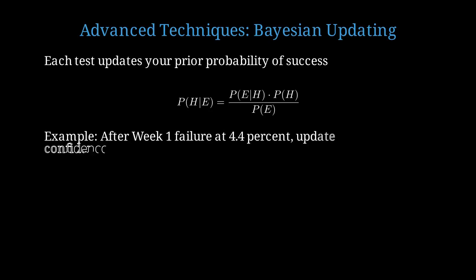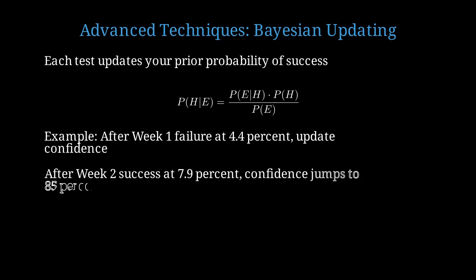Example. After week 1 failure at 4.4%, we update our confidence in the original hypothesis from 50% down to 20%. But our confidence in the customer pivot hypothesis increases based on qualitative signals. After week 2 success at 7.9%, our confidence in the pivoted hypothesis jumps from 40% to 85%. This guides resource allocation decisions.